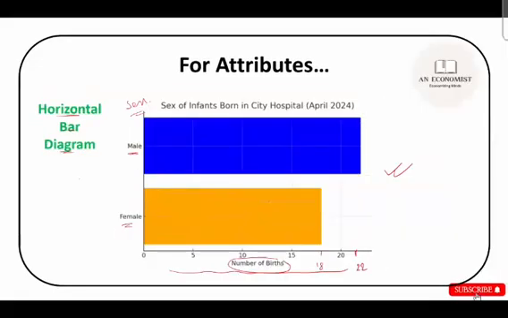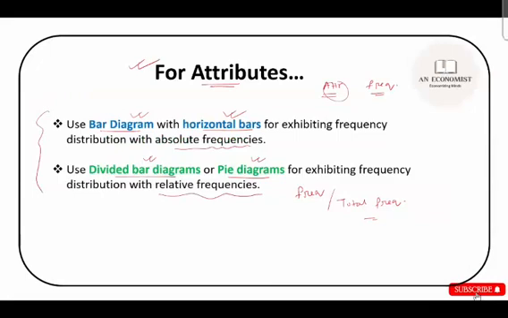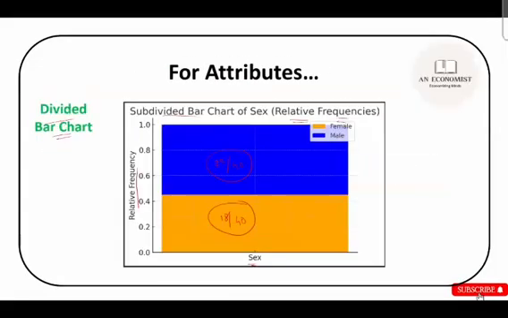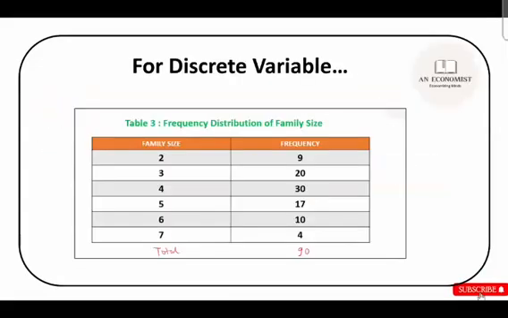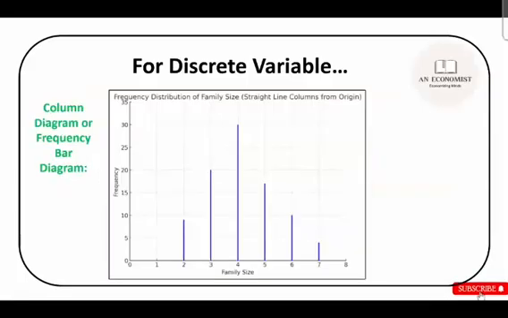So with this we have covered the diagrams that we use for attributes. We have seen the bar diagrams, we have seen subdivided bar diagrams as well as pie diagrams. Now let us consider the case of discrete variable. Again, I am taking the example that you have done on your own. For the discrete variable case, frequency distribution of the family size, we have constructed this in our previous videos. So let's see what are the diagrams that you can use to depict that.